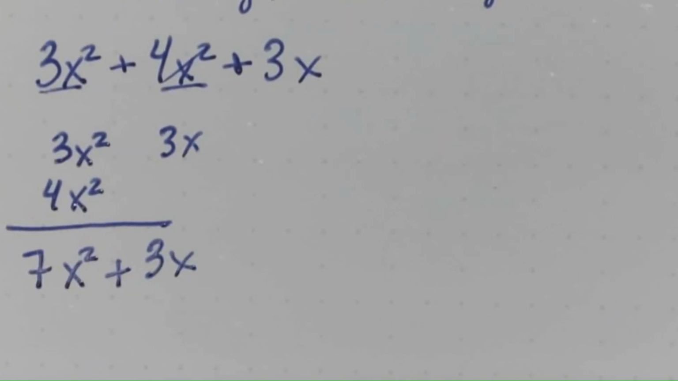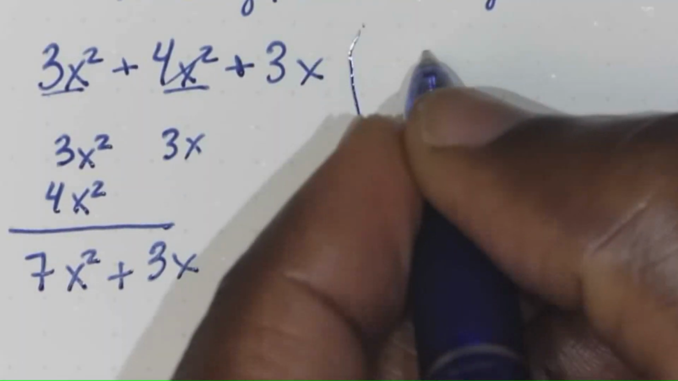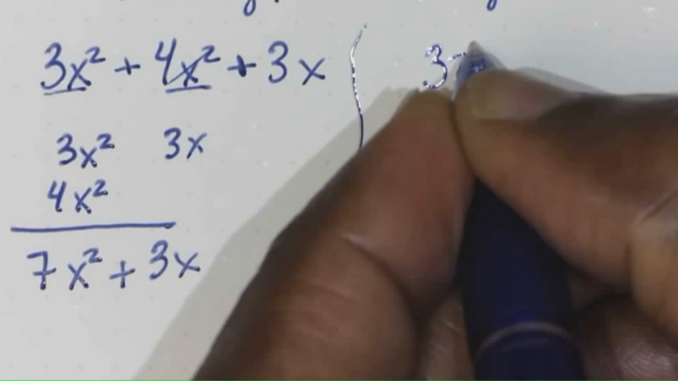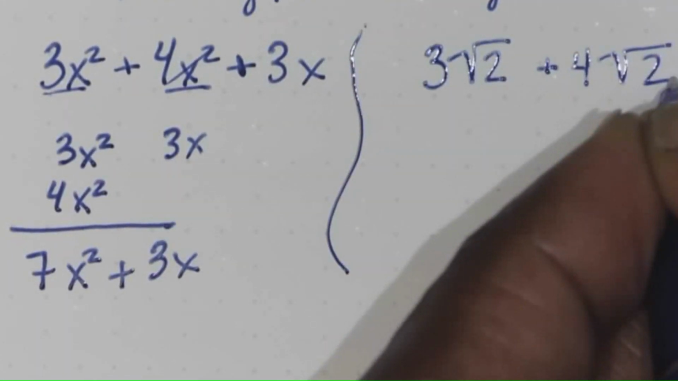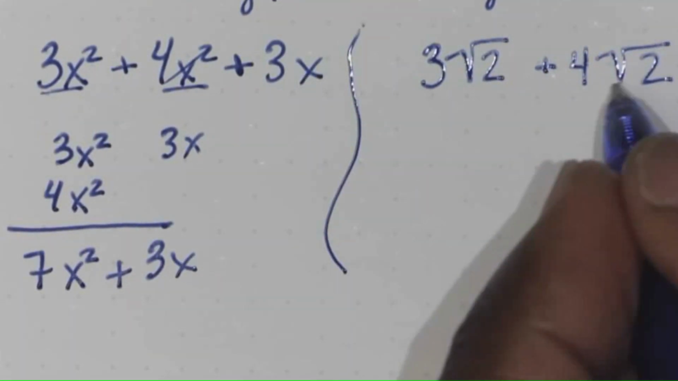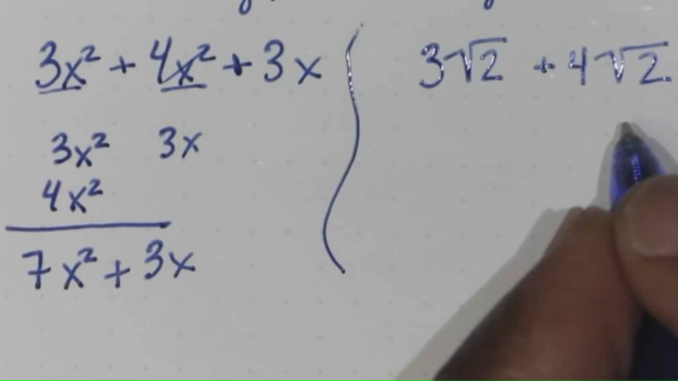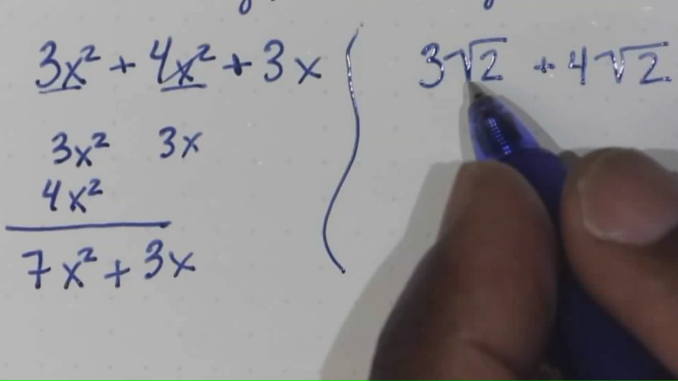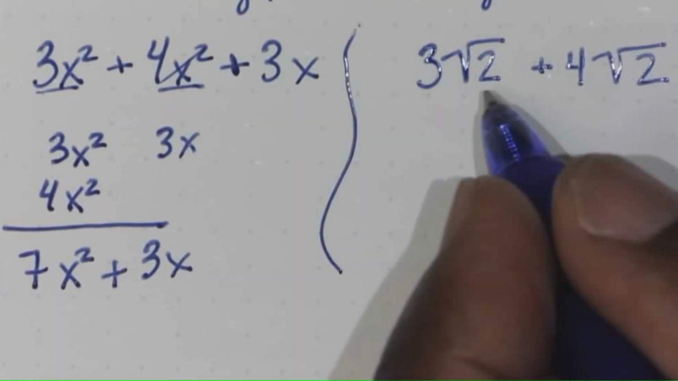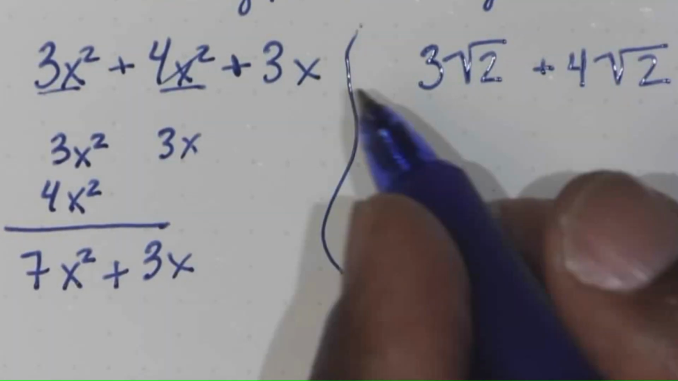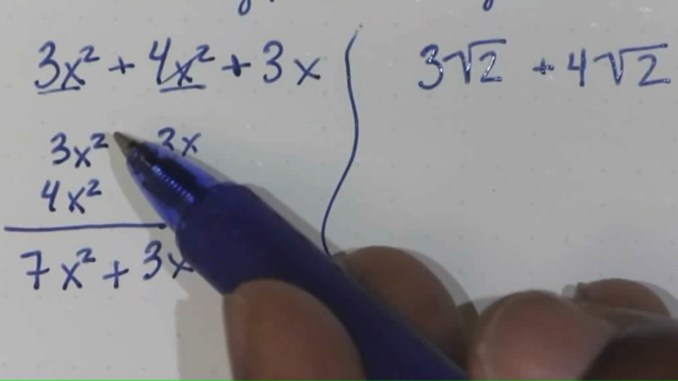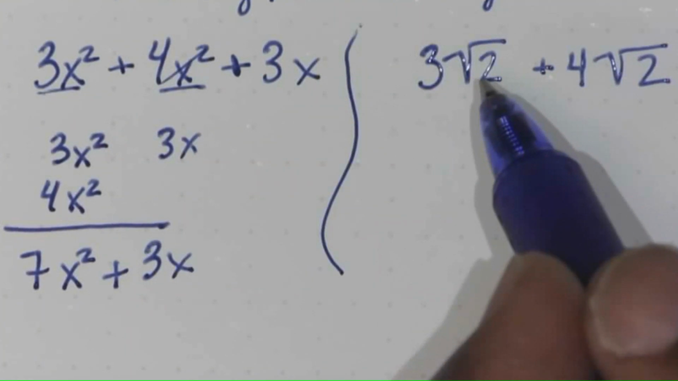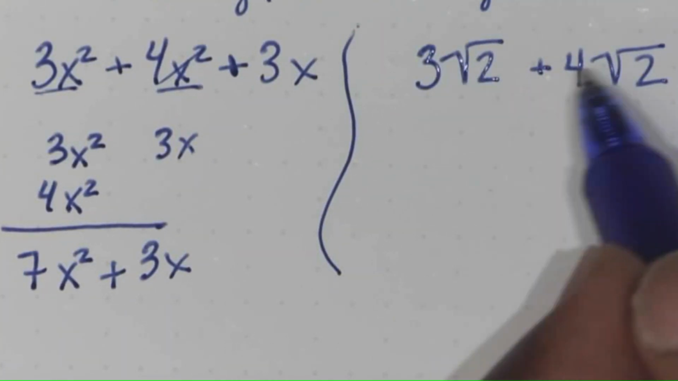Now, adding and subtracting radical expressions, same thing. For instance, if the problem was 3 square root of 2 plus 4 square root of 2, these are like radicals. Like radicals are terms that have the same index and the same radicand. So it's just like that. Like terms are terms that have the same variables with exactly the same exponent. Like radicals have the same radicand with exactly the same index.